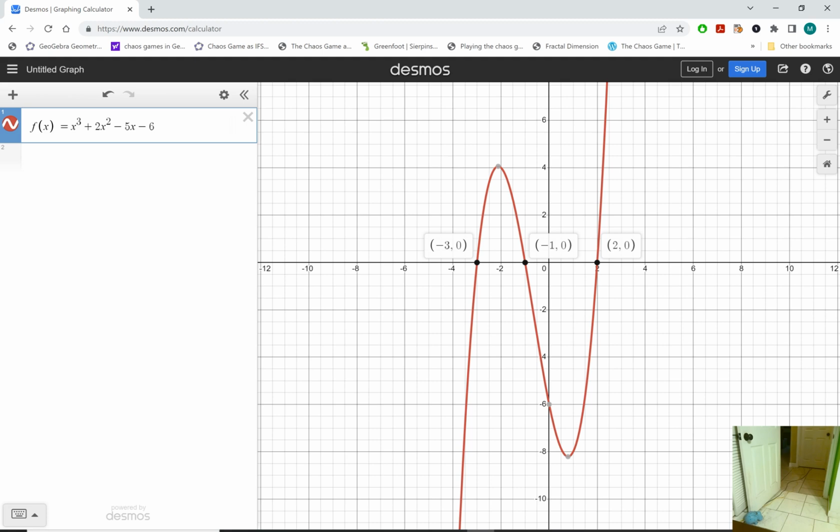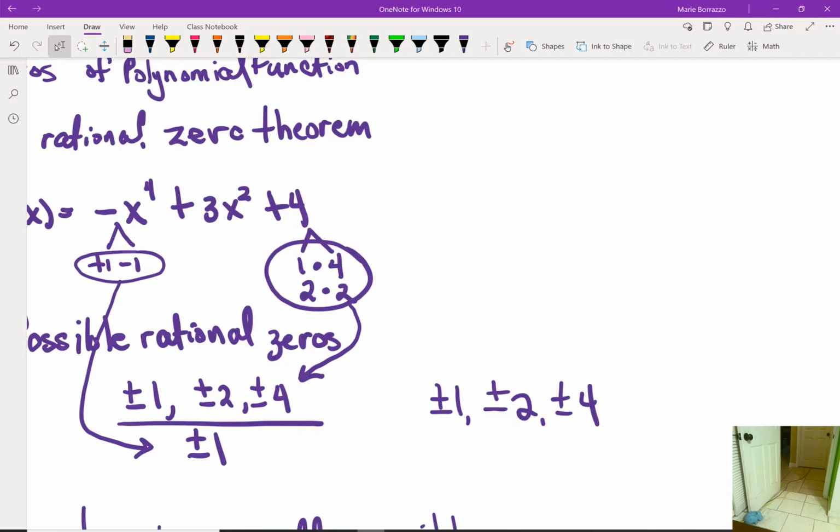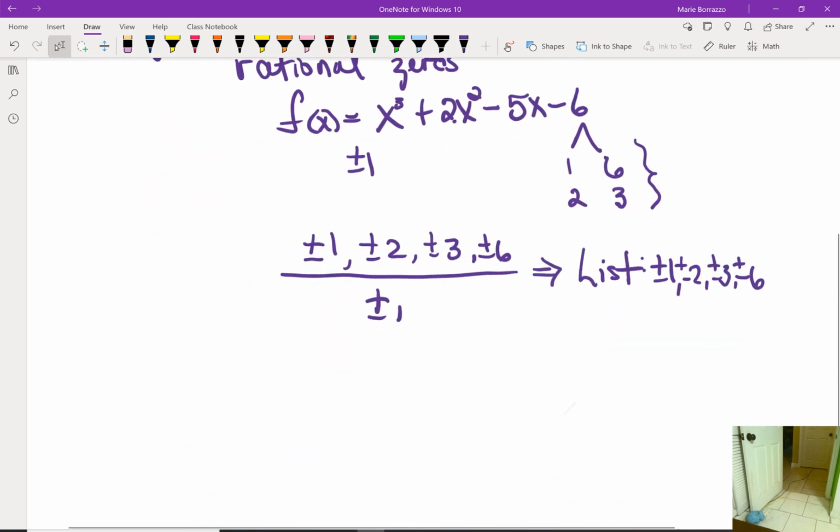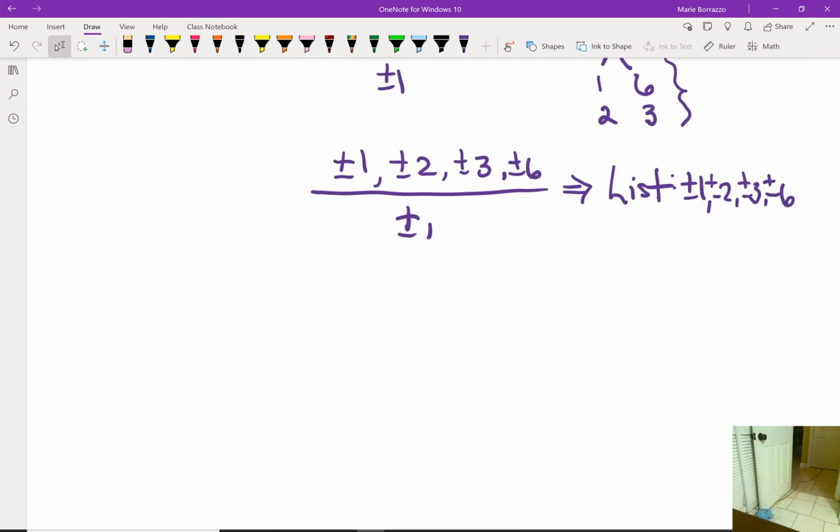So here we're just listing, again. In this one, they just wanted you to list it. They didn't want you to solve it, but we did just solve it just by looking at the graph. All right, let's look at example 2.